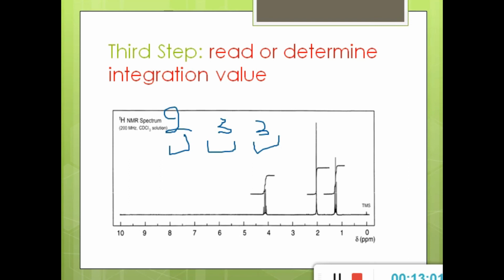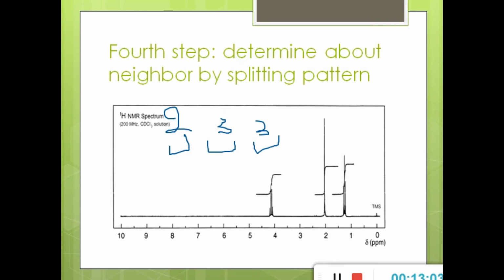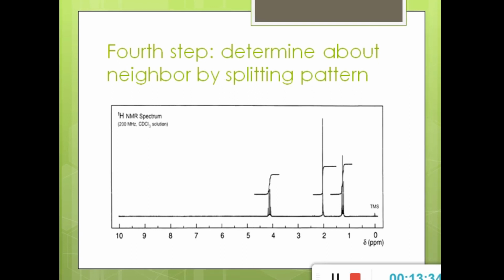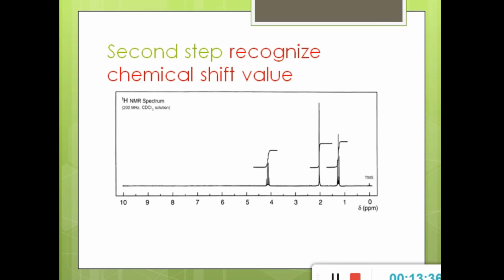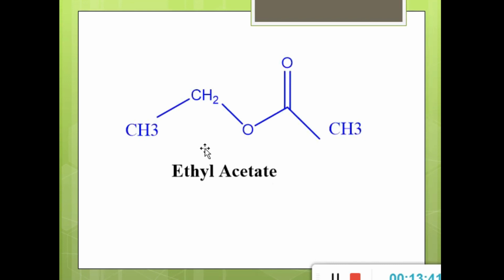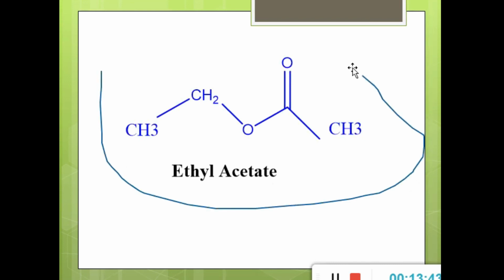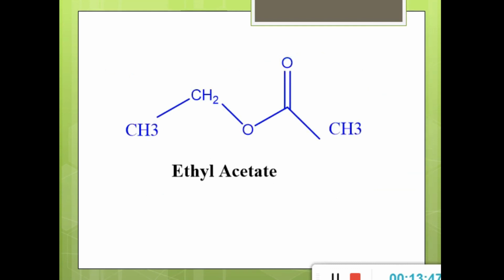Now we will go to our fourth step. Fourth step, let's clear it. The fourth step is to determine the neighbors by the splitting pattern. As I have already discussed it with the chemical shift value, that was more convenient for you to discuss it. I hope you will understand it easily. If you have any inquiry, you can ask me in the comment section below. So guys, this was the structure that we have elucidated, as I have already given you this in the cleared form so you can understand it easily.